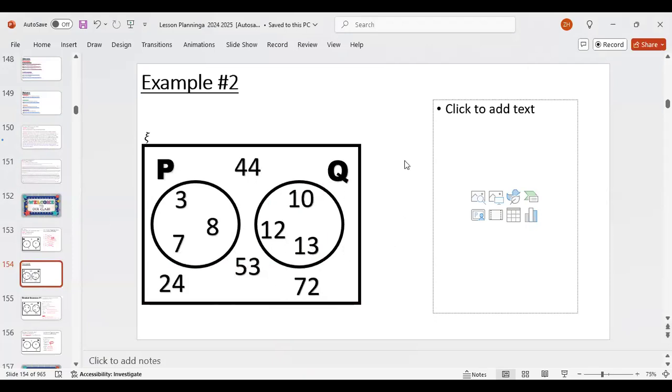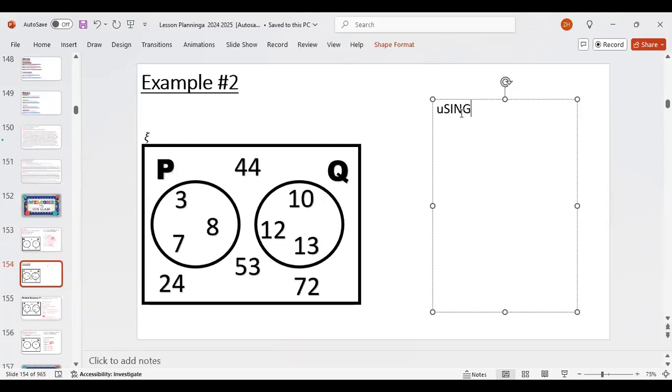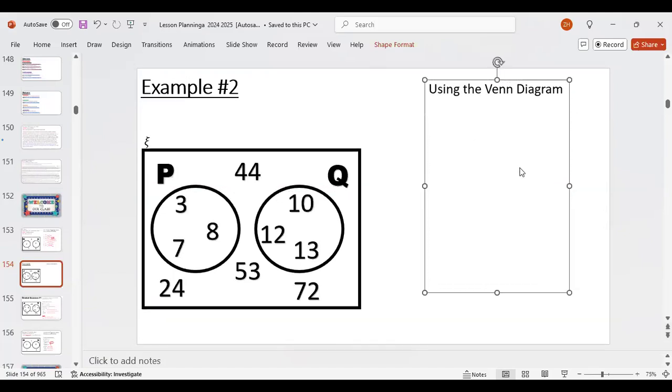All right, so let's write this down. The instructions are the same. Using the Venn diagram, we want to determine the following.